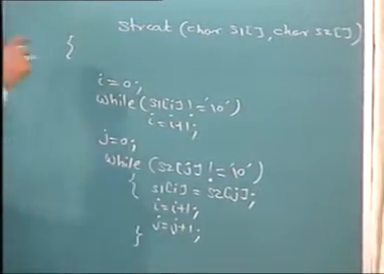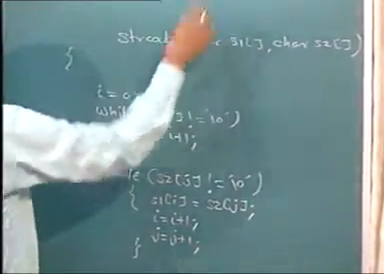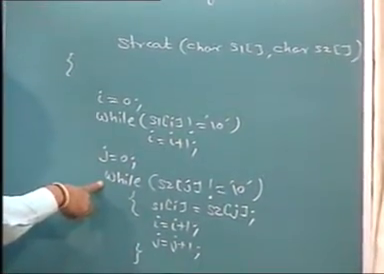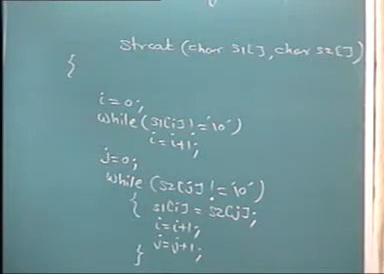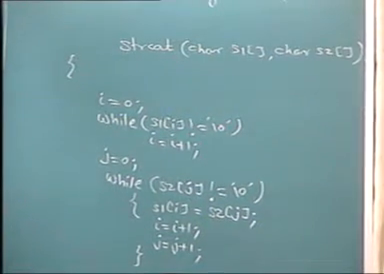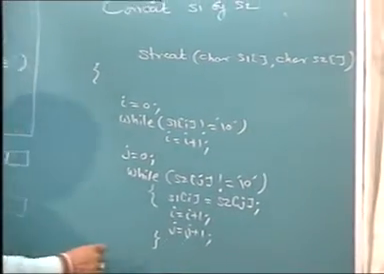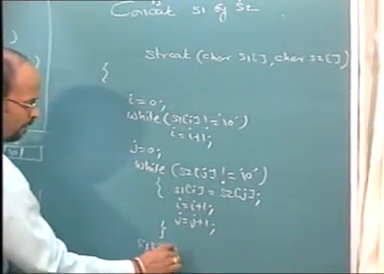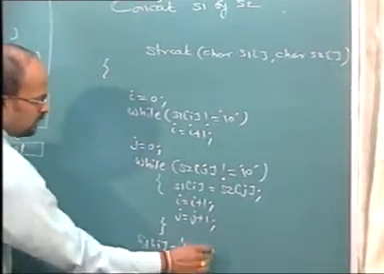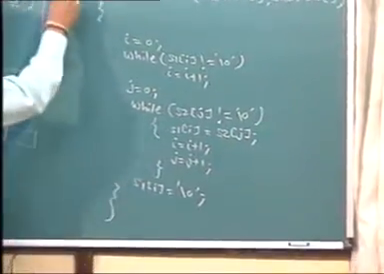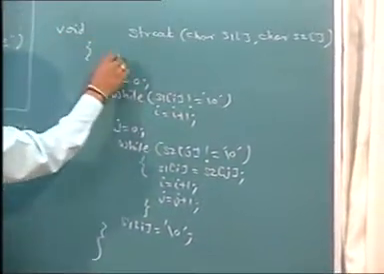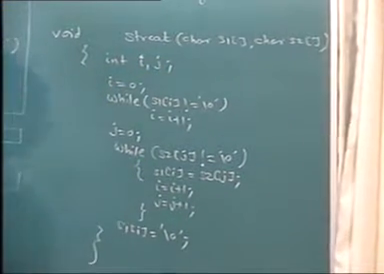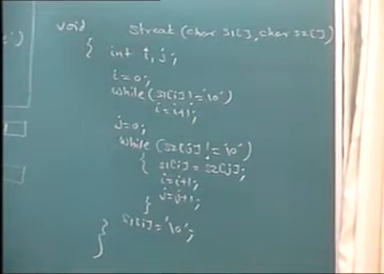When j reaches \0, this loop will get terminated, but then again the same problem, \0 is not copied. Okay, so you will have to explicitly write that \0, that is s1 of i is equal to \0. Job is done. The function does not return anything. We require two indexes, i and j. Function called string cat.